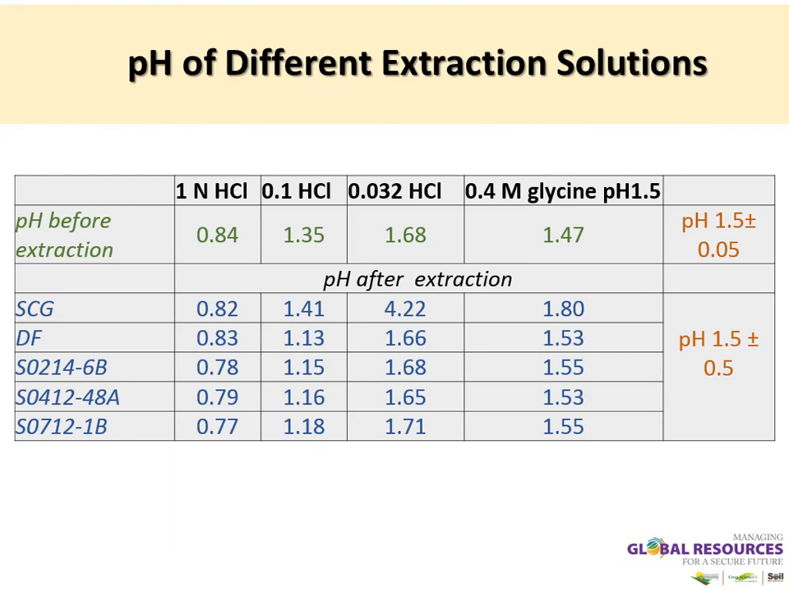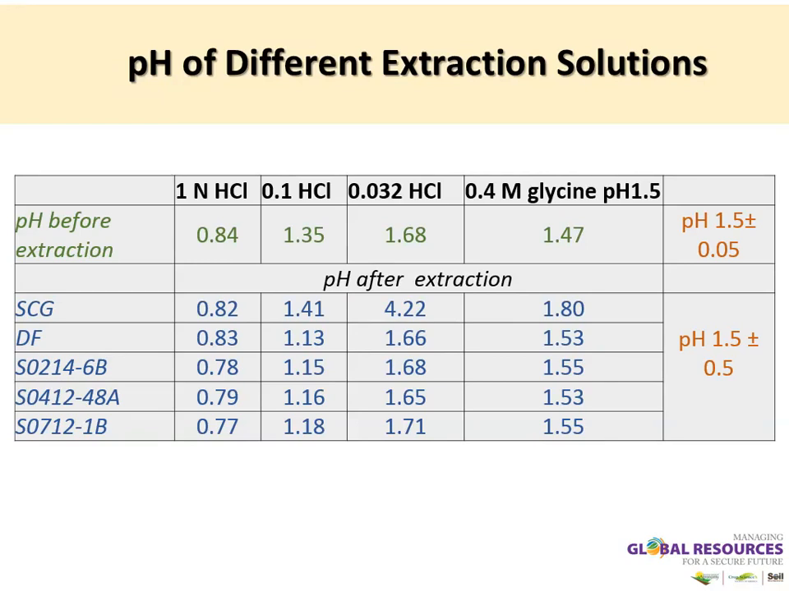So this is the first result. We tested a few different extraction solutions. We had 1 normal HCl, 0.1 HCl, 0.03 HCl, and then 0.4 glycine. So glycine at pH 1.5 is usually used in the EPA protocol, and HCl is considered an acid that is close to our stomach acid. So we tried to use different varieties and see what's going on.